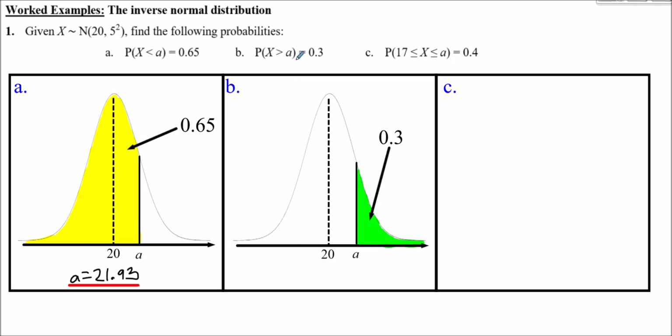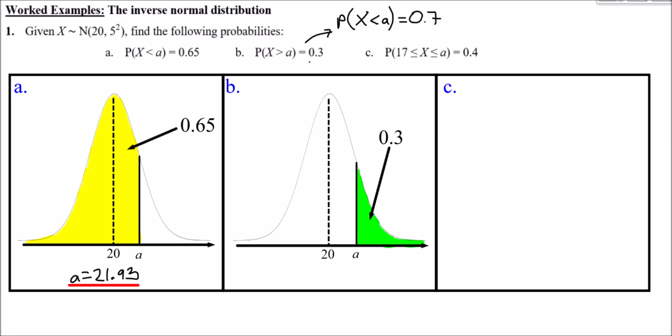We need to reframe this with the inequality symbol facing the other way. So we need to think of this as the probability of big X being less than this value of a. Well, if it's a 30% chance of being more than a, that means over here must be the other 70%. So the probability of x being less than a must be 0.7. And this bit here is actually what we use the calculation based on.